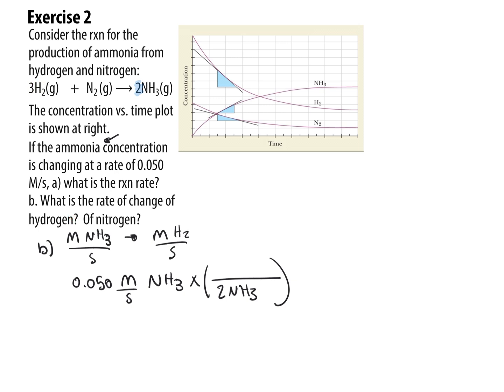So H2, it looks like, is consumed at 3 halves. 3 H2 are consumed for every 2 NH3 that are produced. So this is going to be a -3. Again, just to highlight.